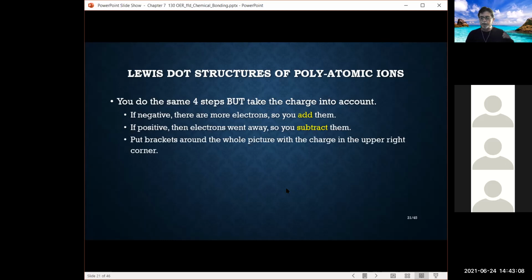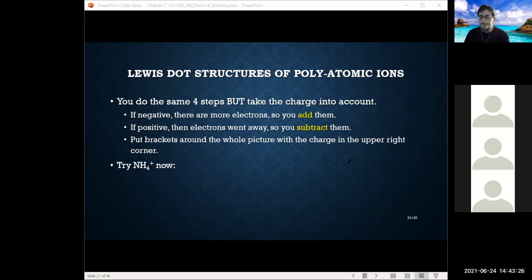Then we put the brackets around the whole structure and we put the charge of that polyatomic ion on the outside of the species. Okay, let's try this one. The ammonium acetate. It's in your periodic table.